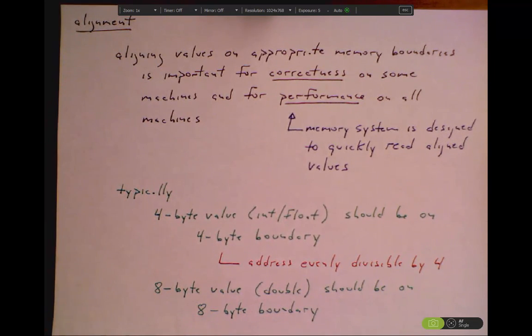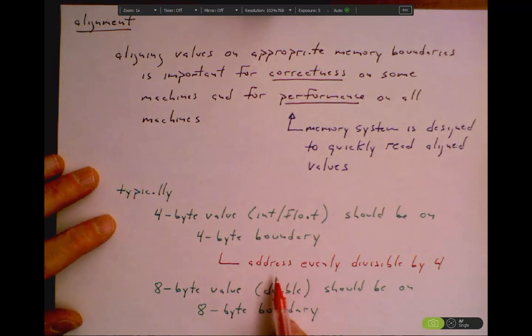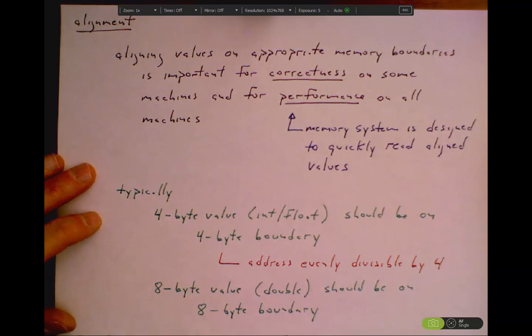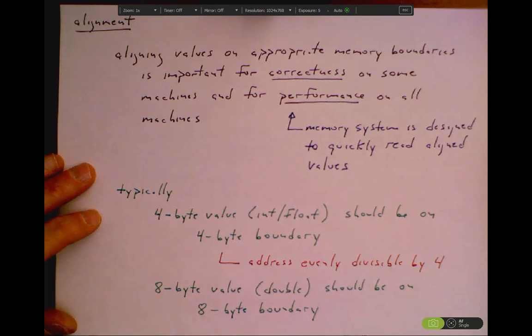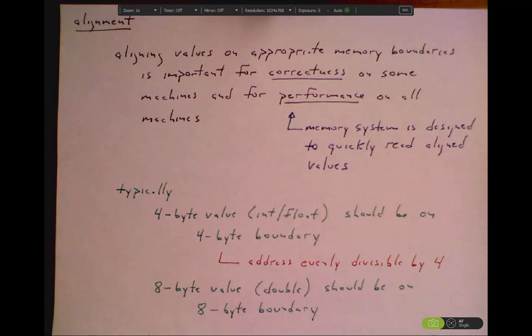Typically, 4-byte values like an int or a float on a 32-bit machine should be on a 4-byte boundary, which, again, what do I mean by that? I mean the address is evenly divisible by 4. And 8-byte values, like a double, should be on an 8-byte boundary, which again means the address should be evenly divisible by 8. If you're allocating a struct, usually what happens is you assume the worst. You assume the struct might start with a double. So you would make sure to allocate the struct on an 8-byte boundary in case it starts with a double.